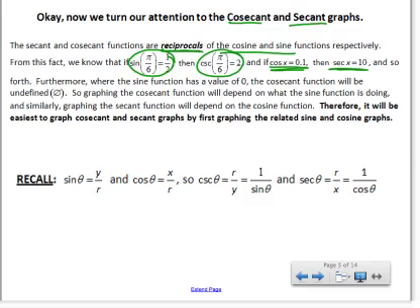Furthermore, we have an additional issue. Sine and cosine both have values of 0. So when the sine function has a value of 0, the cosecant will be undefined. And how do we show undefined?